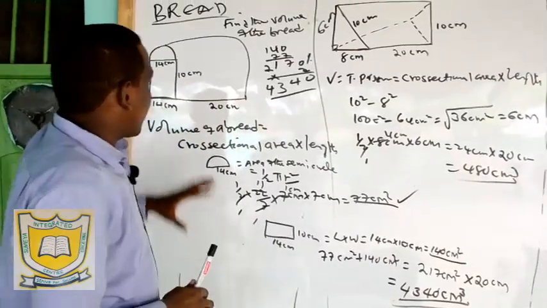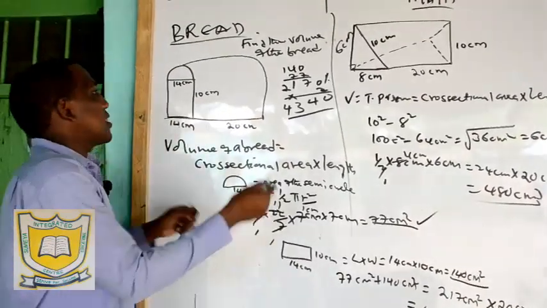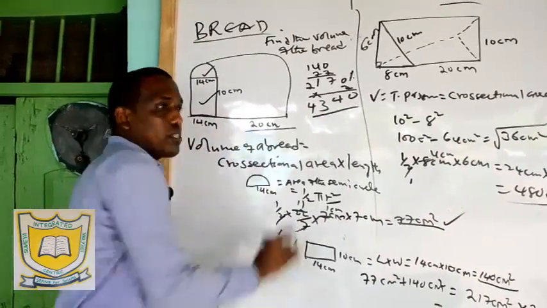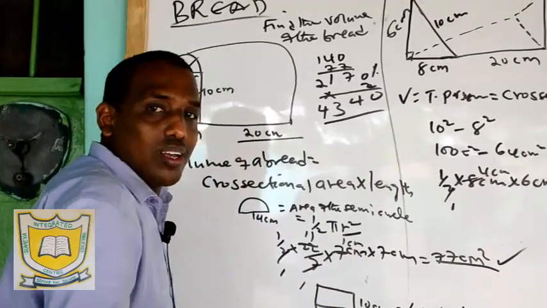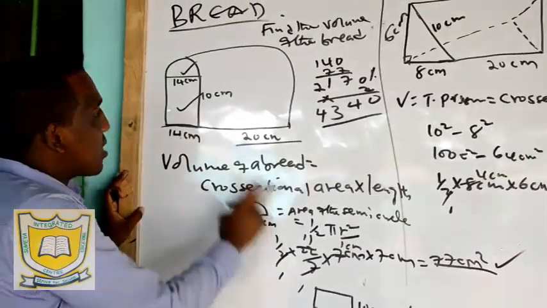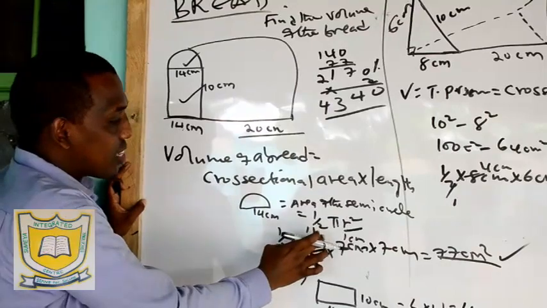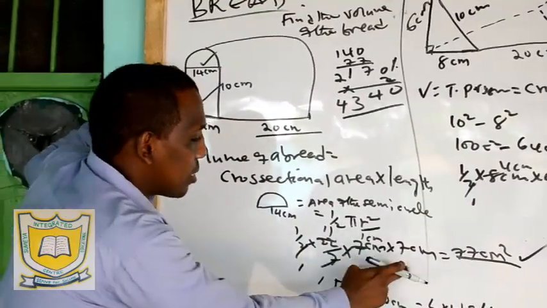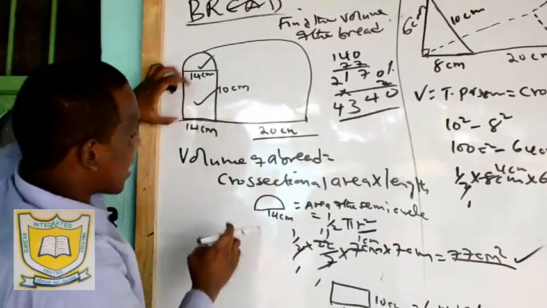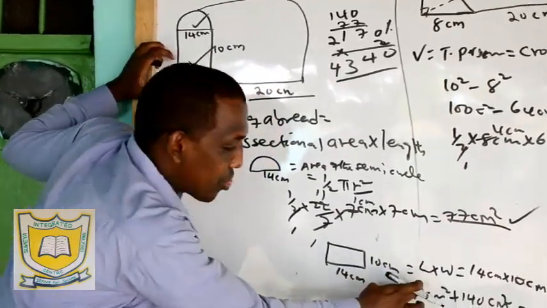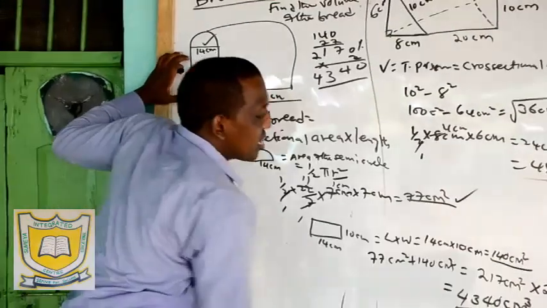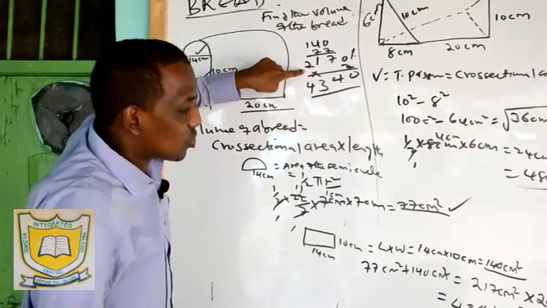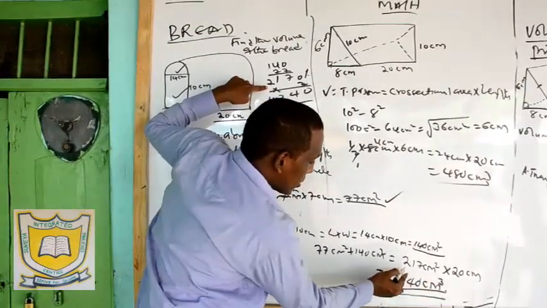The formula we said is cross-sectional area times length. You get the area of the semicircle, you get the area of this rectangle, then you multiply it by the length. Only that. It's very simple. So a half by r squared, the semicircle is here, I've removed. A half times 22 over 7 times radius 7, you will get 77. The rectangle, length times width, 14 times 10, 140. Then I have added 140 plus 77, you get 217. So cross-sectional area is 217.